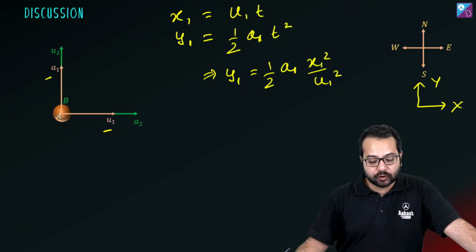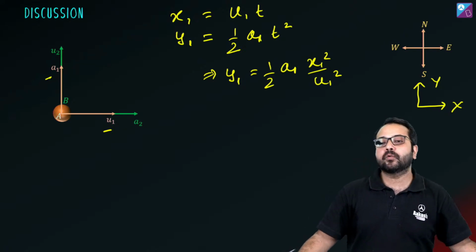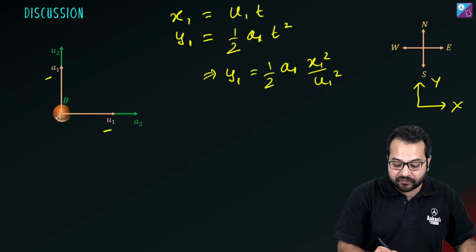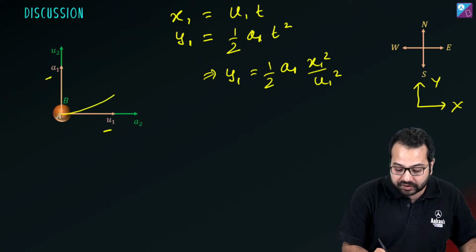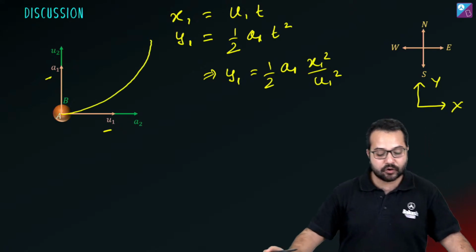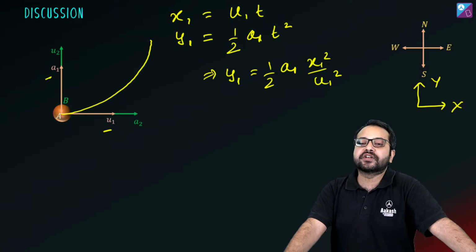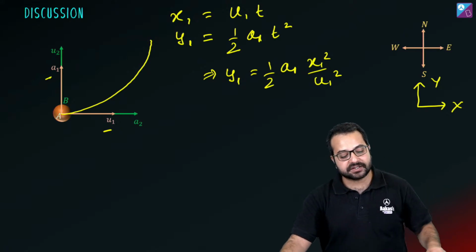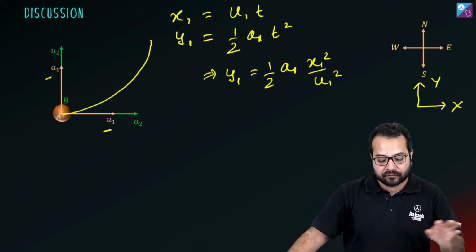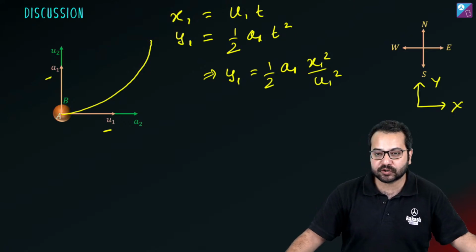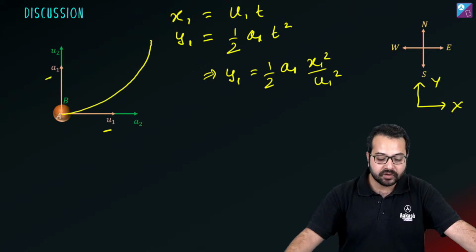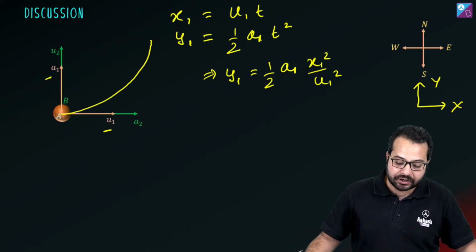Correct? So how would the trajectory of the particle look like? The trajectory of particle 1 is going to look something like this. Do you agree? That is going to be the trajectory of the particle. Correct? Now the same thing we can do for particle B also. We can do the same thing for particle 2 also. So for that, how would the trajectory look like?